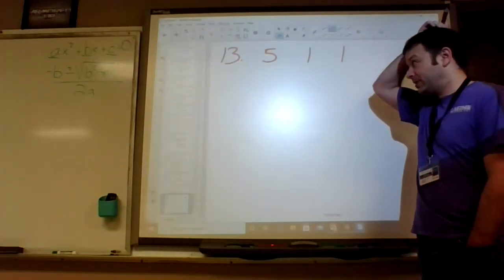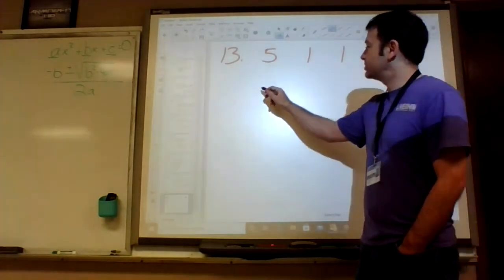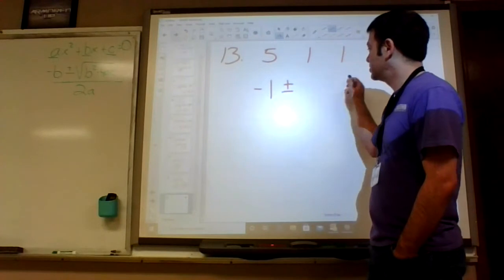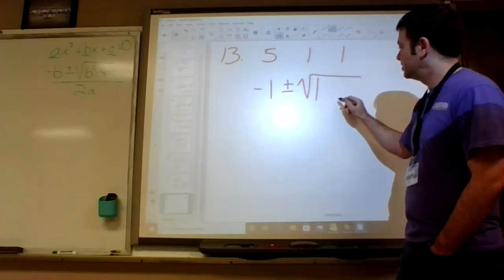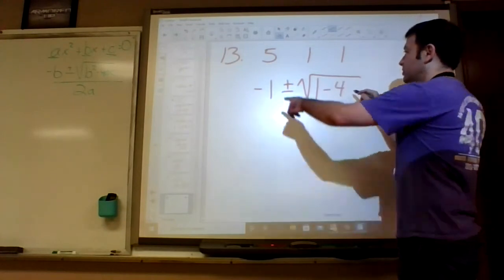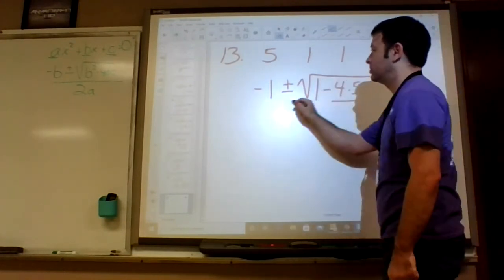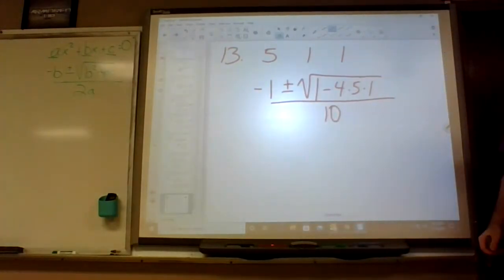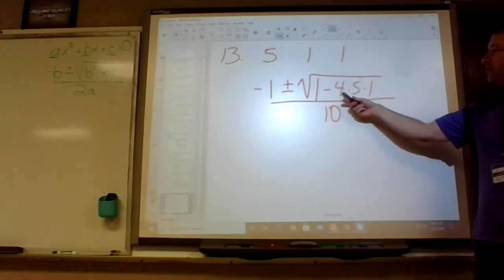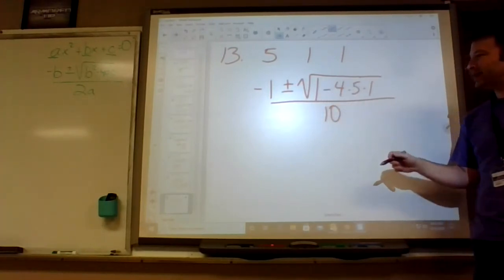I maybe should have written that down to explain it better. But okay, so negative B is negative 1 plus or minus the square root of B squared, 1 squared, minus 4 times A times C, over 2 times A. 4 times 5 is 20. 1 minus 20 is negative 19.